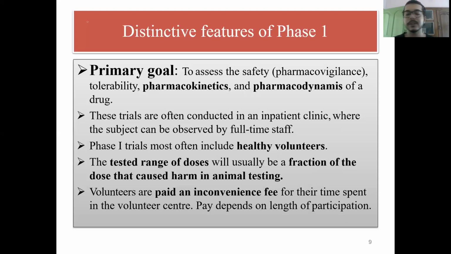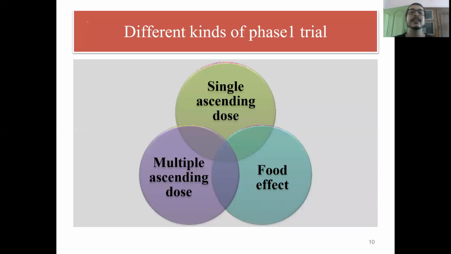And informed consent is very, very important when starting research. There are different phases of a clinical trial. Phase 1 clinical trial: single ascending dose, multiple ascending dose, and food effect. So what are these things? I'll request all of you to look up what they are.